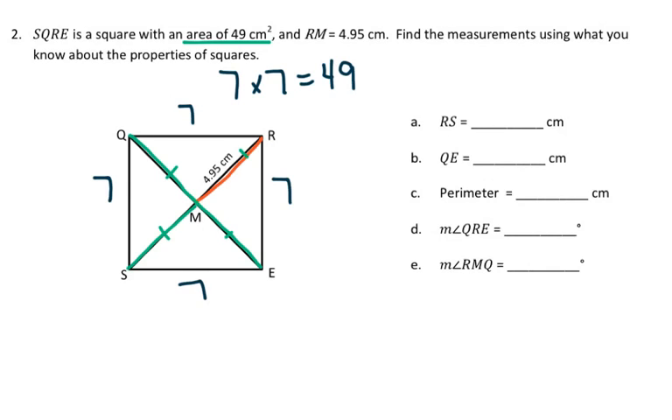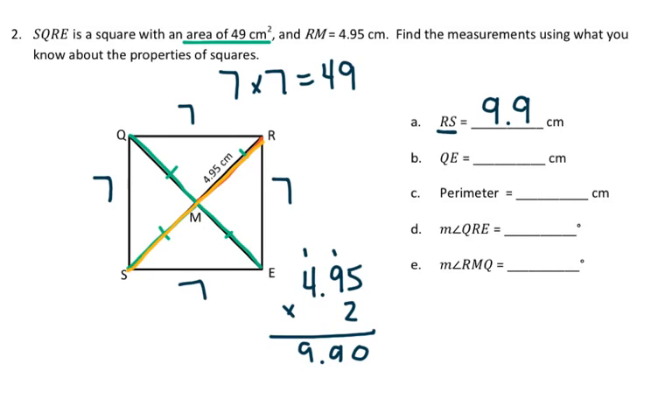In our first problem here, we are looking for RS. So RS is going to be this entire section here. So it's actually going to be 4 and 95 hundredths times 2, or you can just add those together. And that's going to be equal to 9 and 90 hundredths, or 9 and 9 tenths. So I'm going to write 9 and 9 tenths. QE is also that same distance, so that's going to be 9 and 9 tenths.